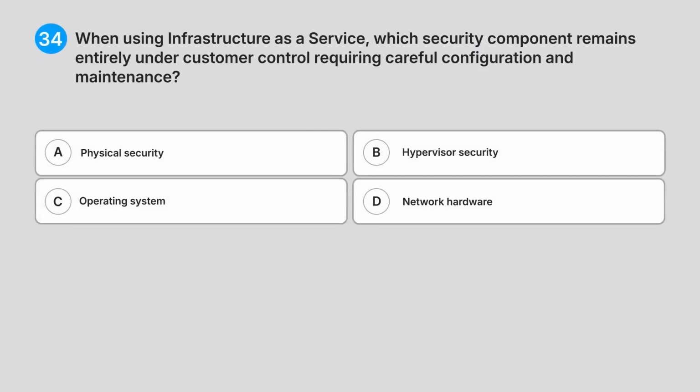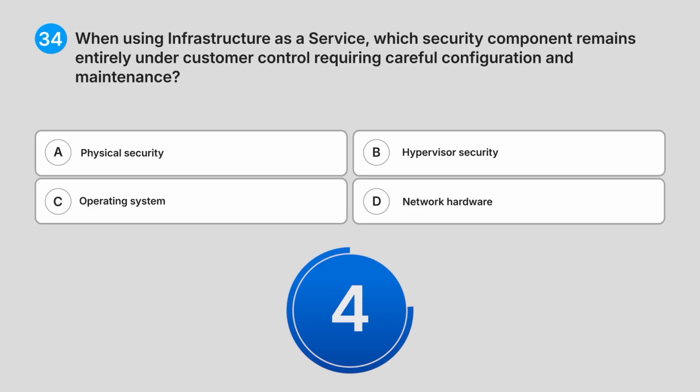34. When using infrastructure as a service, which security component remains entirely under customer control, requiring careful configuration and maintenance? A. Physical security. B. Hypervisor security. C. Operating system. D. Network hardware. Do you know the answer?